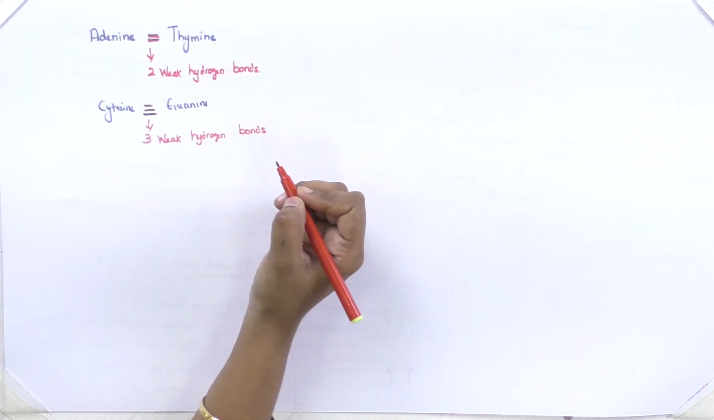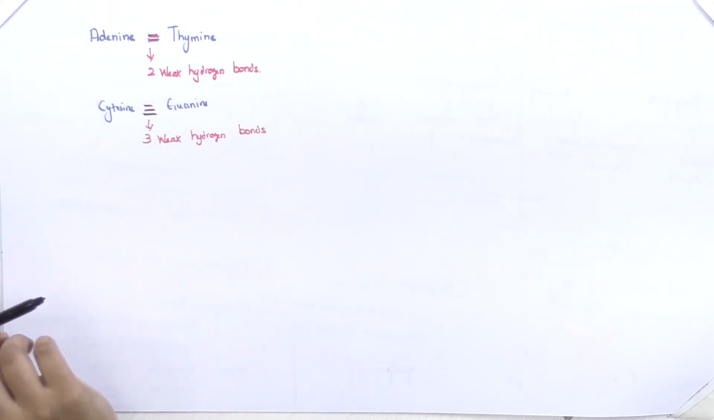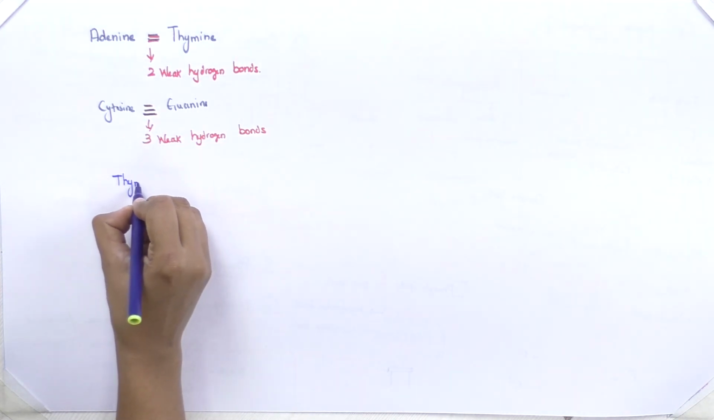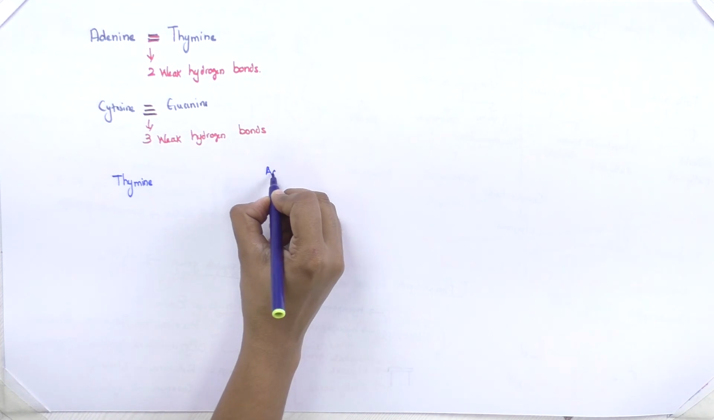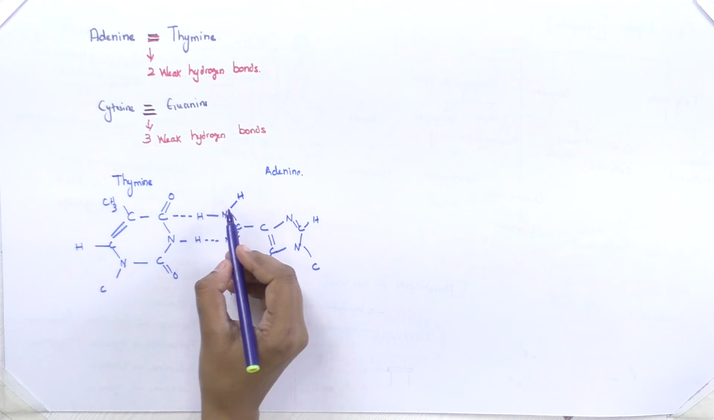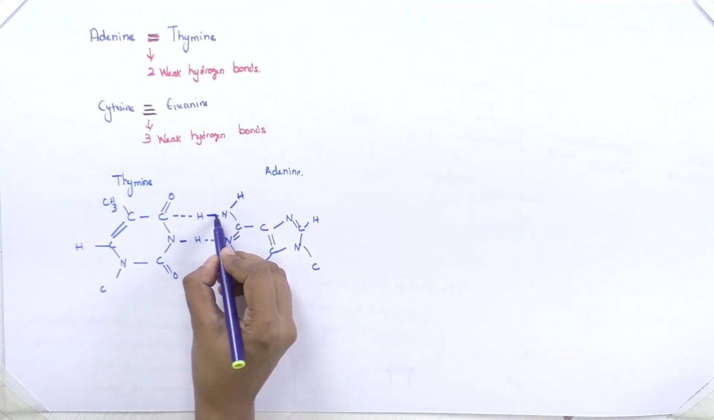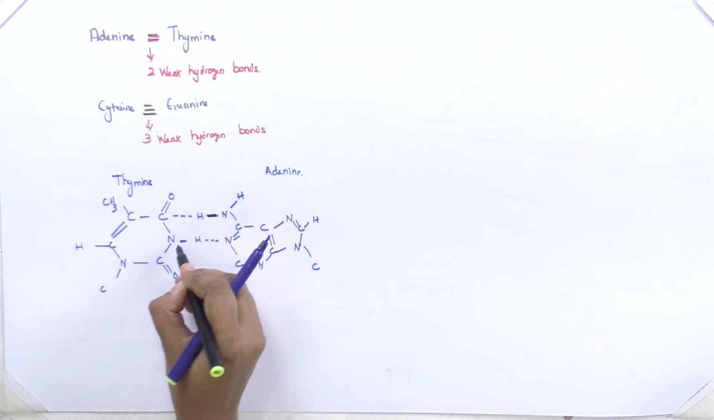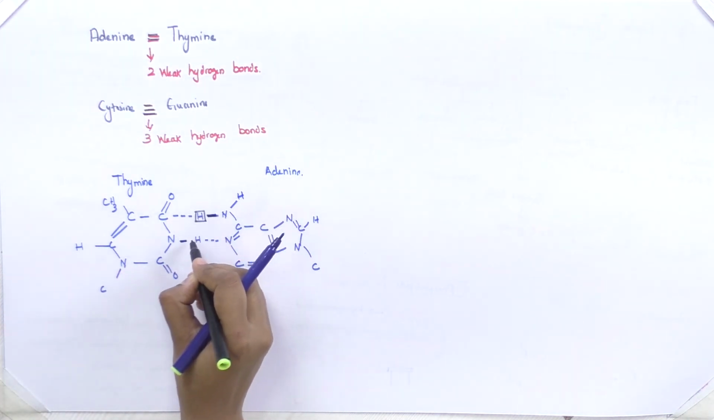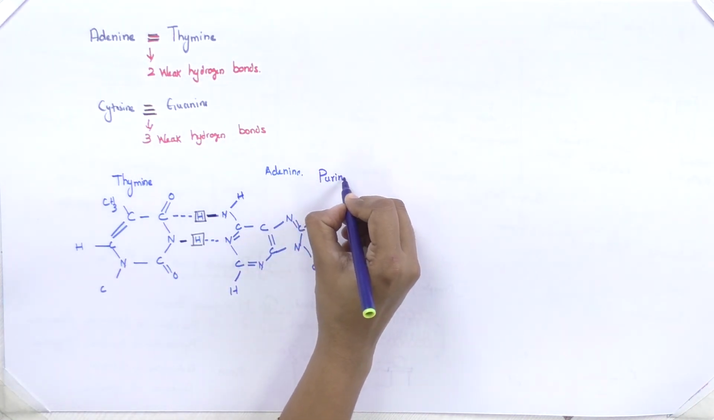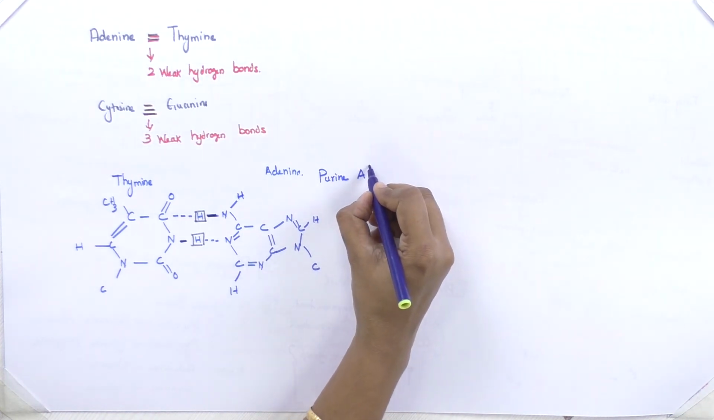If you take a typical structure of DNA, first this is thymine and this is adenine. You can see two hydrogen bonds. Adenine and thymine are joined by two hydrogen bonds. So these are the hydrogen bonds. And purines are made up of adenine and guanine.